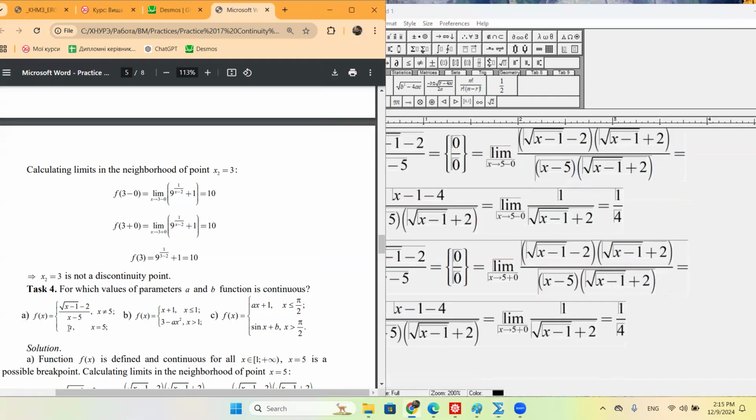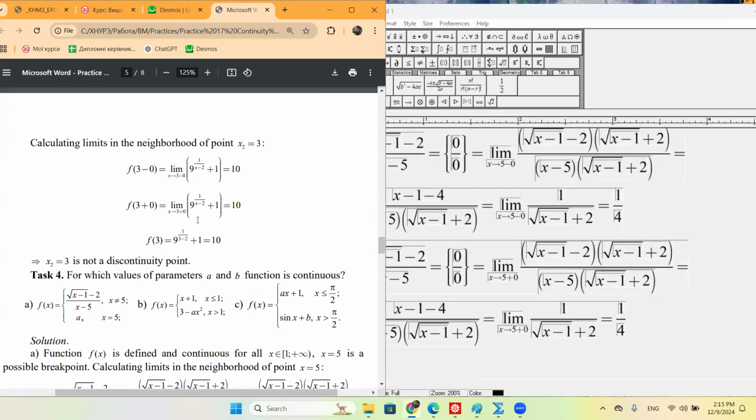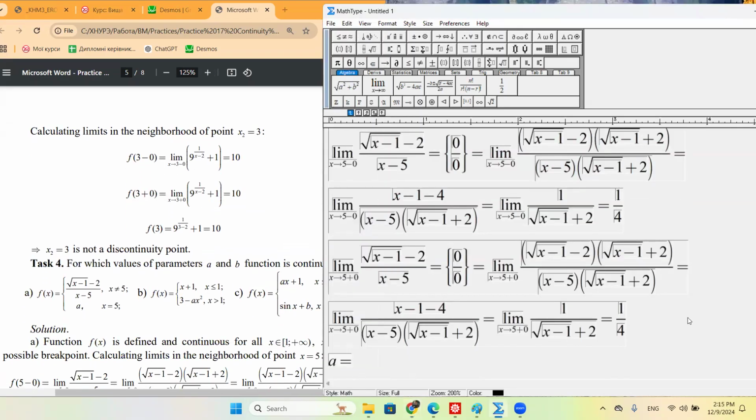So which value must be here? Any ideas? 1/4. Yes, 1/4. And that's it for this case.